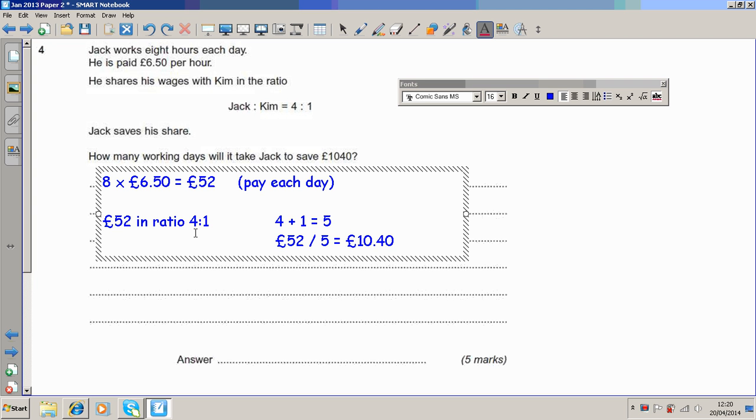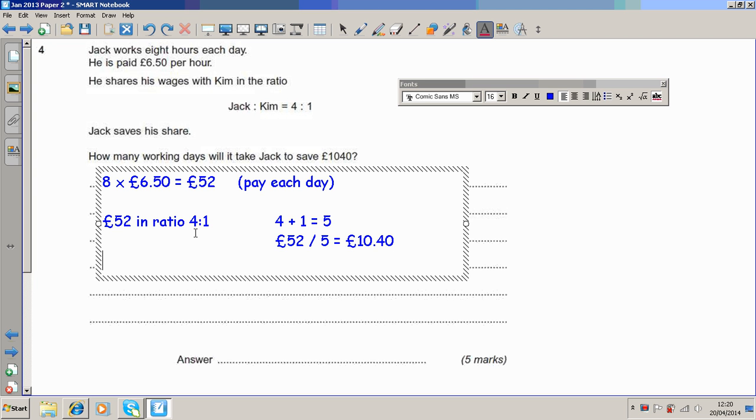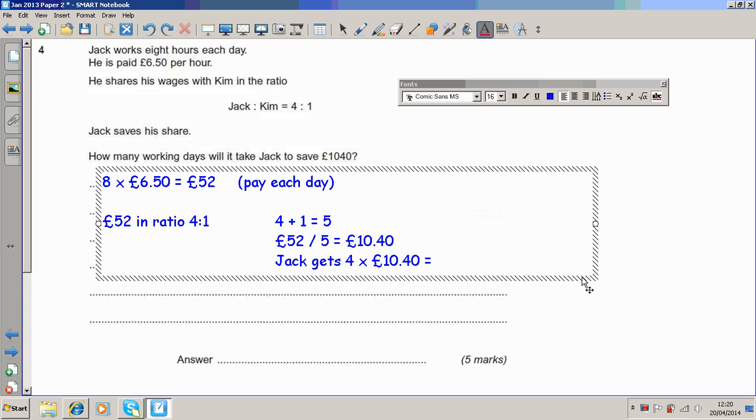Again, just going to check on the calculator. Yep. And so Jack gets 4 lots of £10.40, which is £41.60.